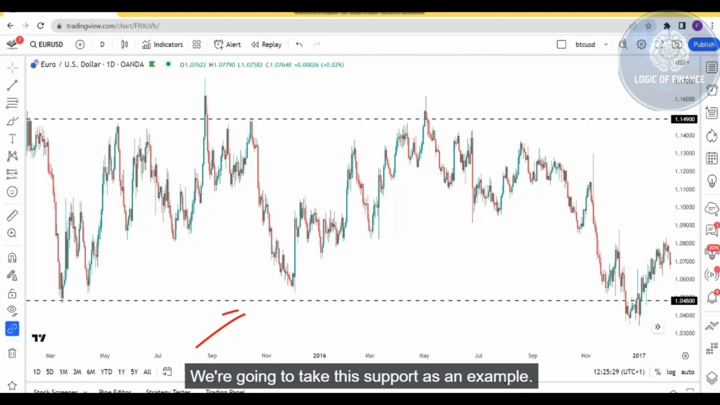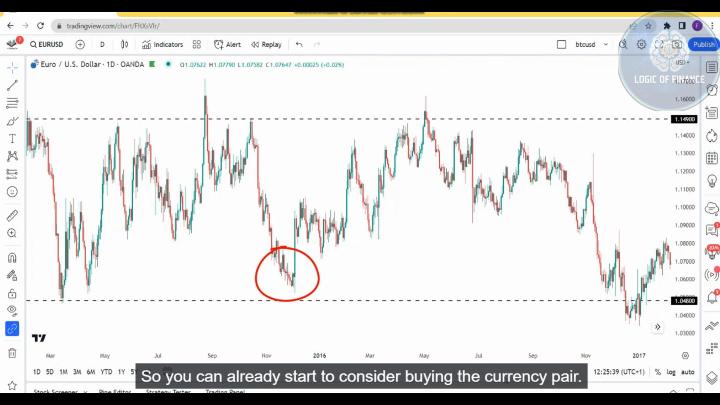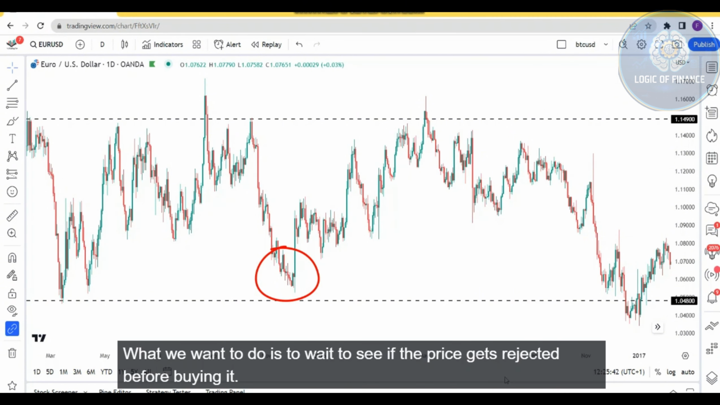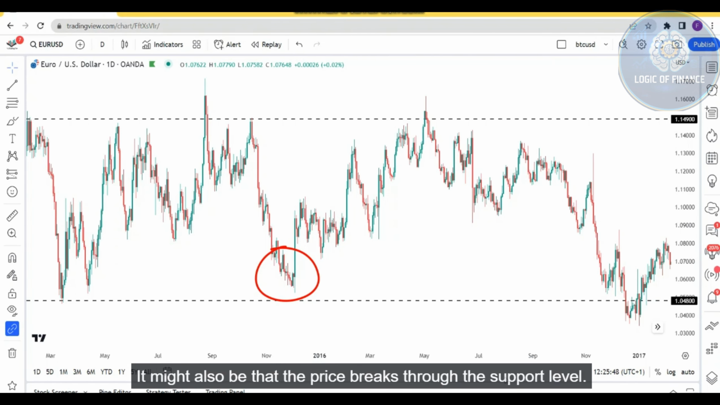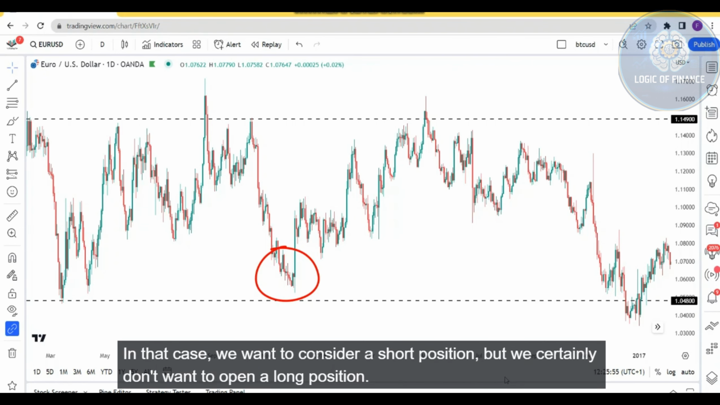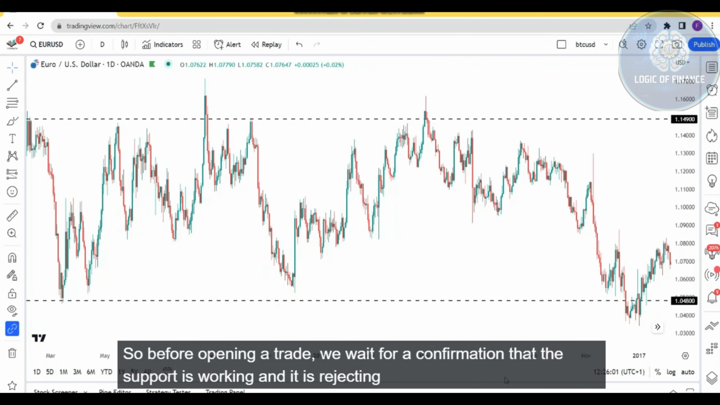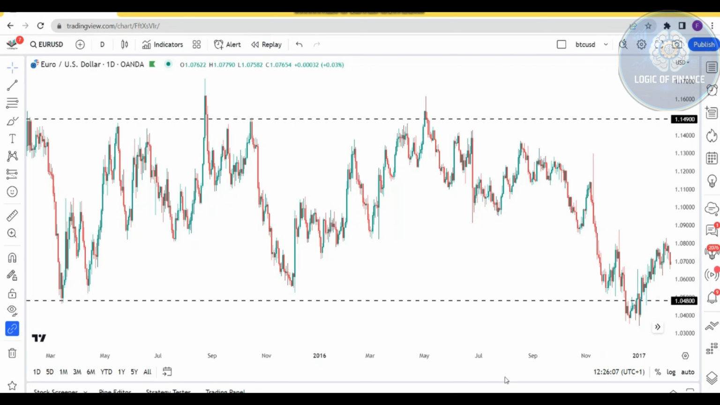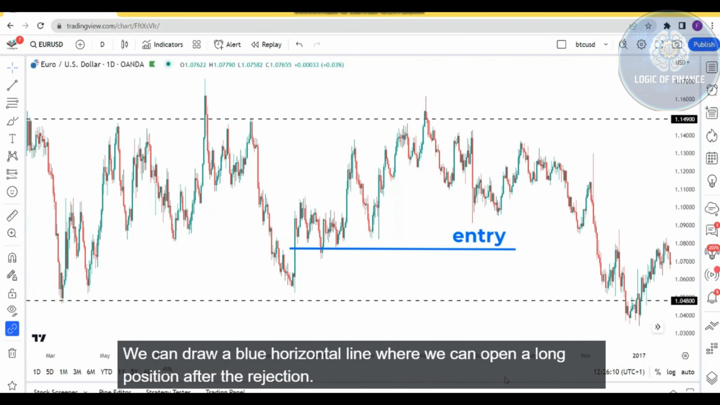We're going to take this support as an example. In this case, the price is reaching the support level, so you can already start to consider buying the currency pair. What we want to do is to wait to see if the price gets rejected before buying it. It might also be that the price breaks through the support level. In that case, we want to consider a short position, but we certainly don't want to open a long position. So before opening a trade, we wait for a confirmation that the support is working and it is rejecting the price. We can draw a blue horizontal line where we can open a long position after the rejection.